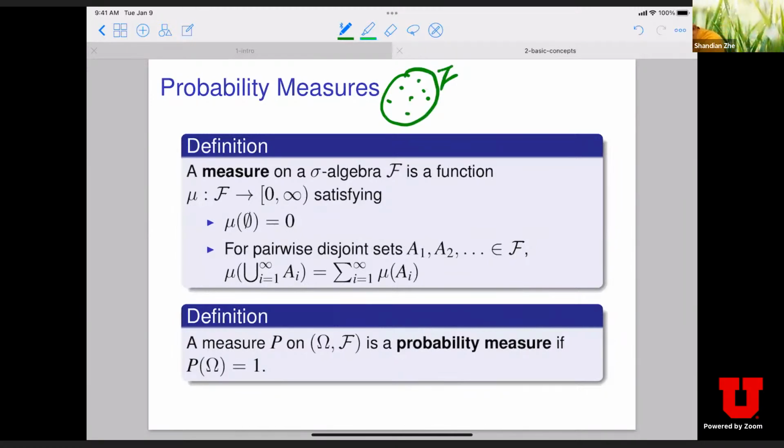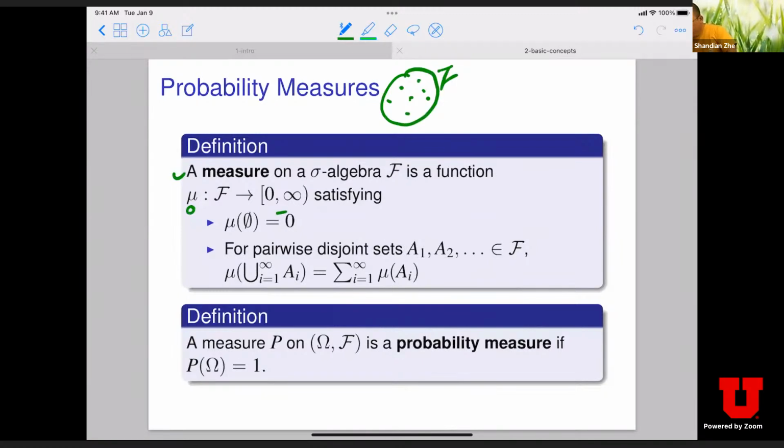That means you need a third component in your probability space, which is called a measure, a probability measure. So let's first talk about measure. What is a measure? A measure is a function, a mapping from a sigma algebra to a non-negative number. Remember, a sigma algebra is actually a set, and each element consists of another set. So a sigma algebra is a set of sets.